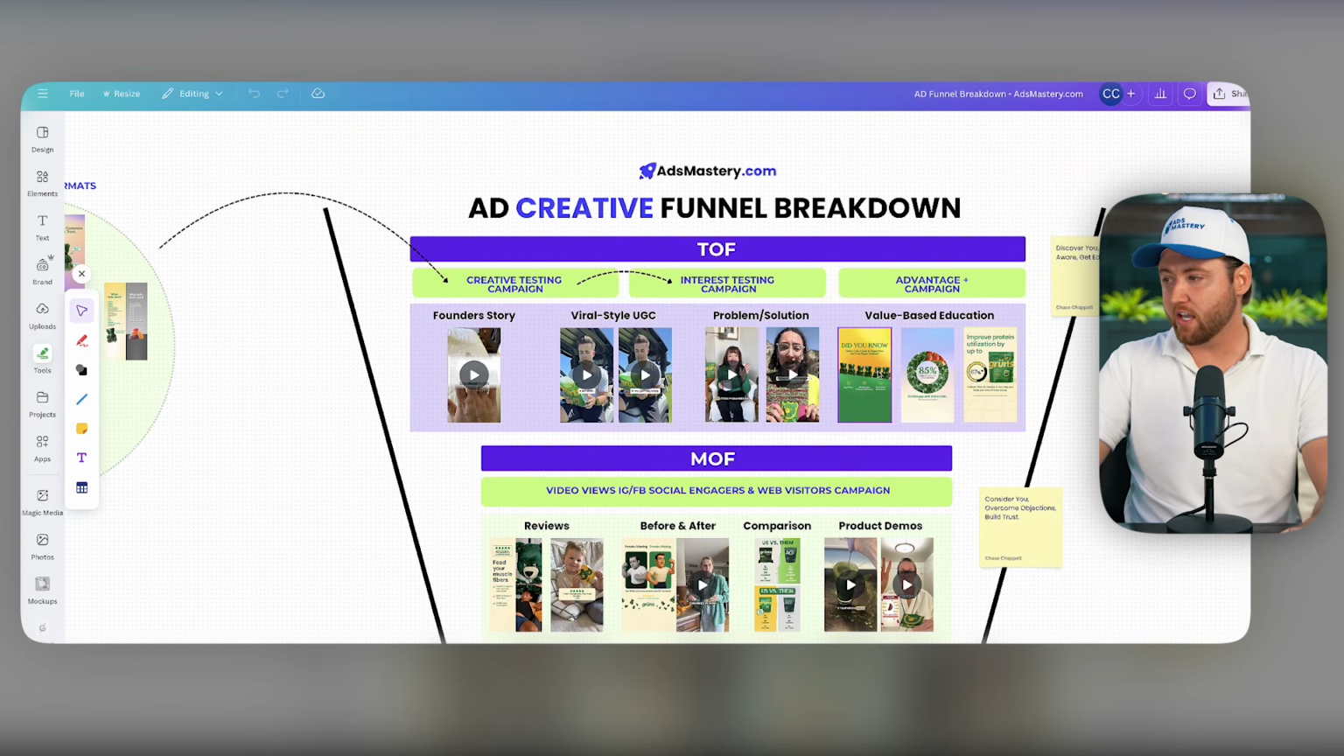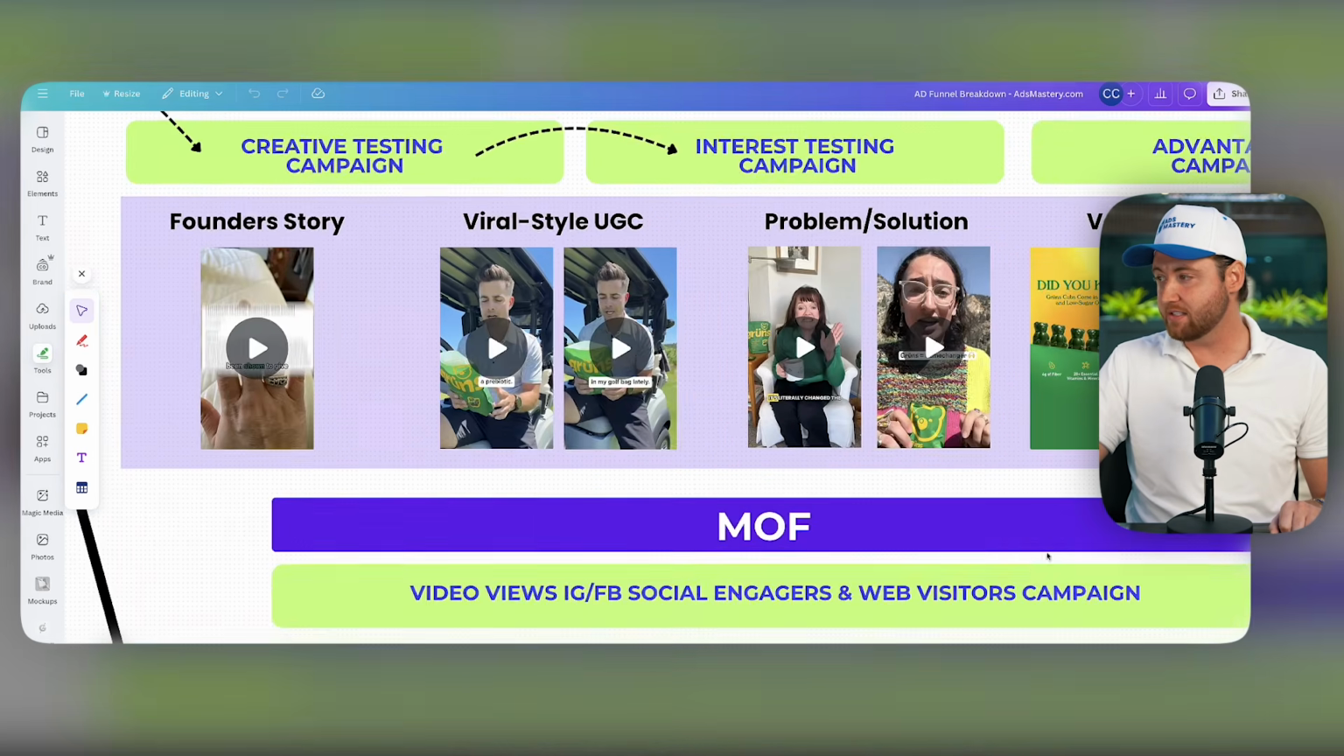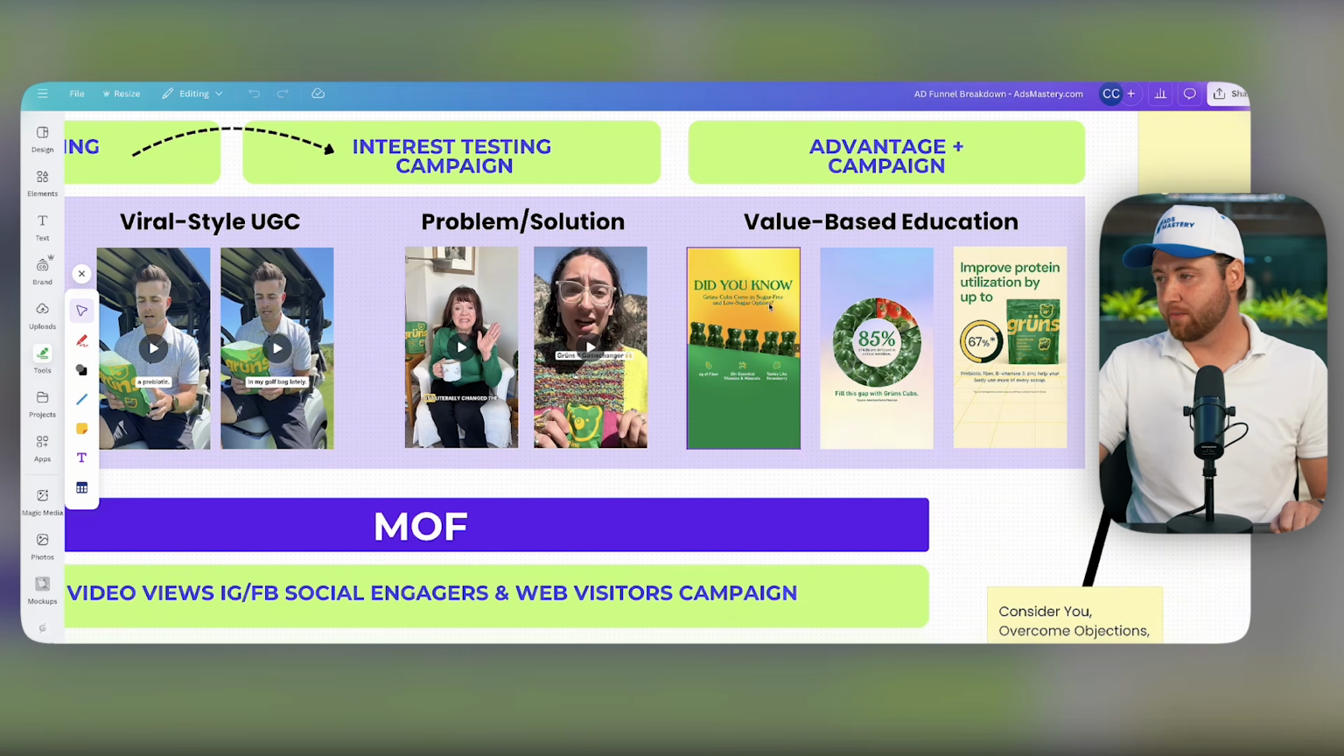Next up is value-based education. Because people don't know about your product, you want to educate them with the features of it, the benefits, the outcomes, what it is. And quite literally, we have a creative here that says, did you know Groons Cubs come in a sugar-free and low-sugar option? So people might have looked at this product but did not know that specific thing. So this is where value-based education comes in.